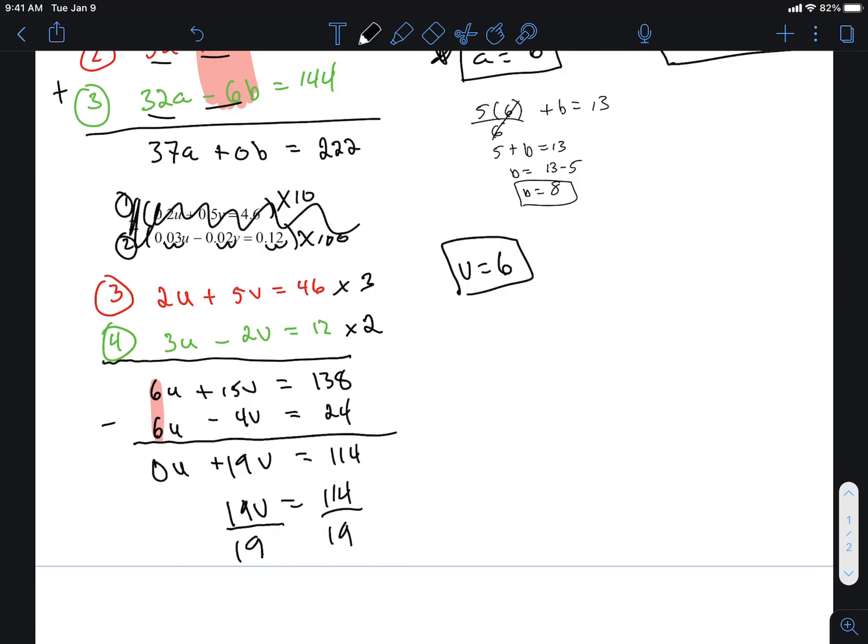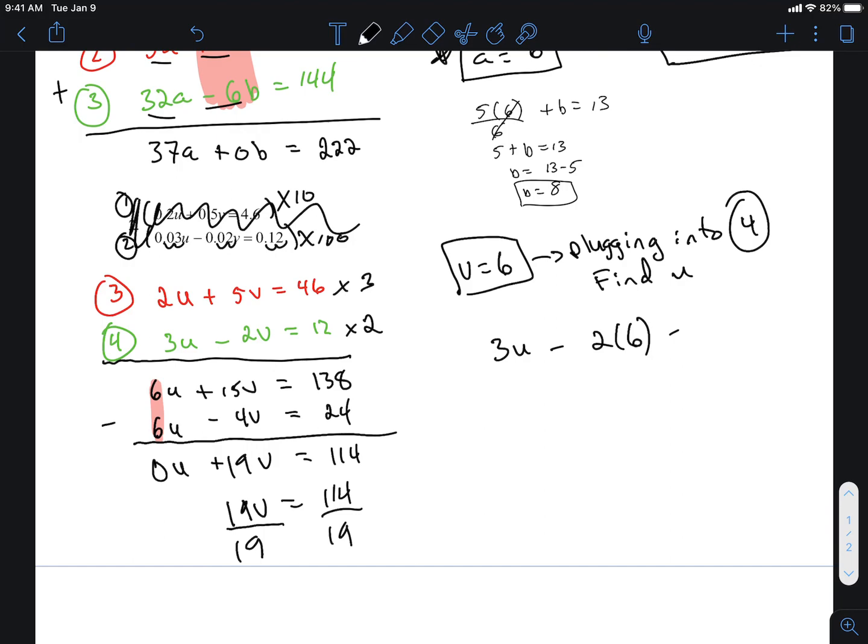So plugging into 3, we can find u. Okay, so 3u minus 2 times 6. I'm doing 4. Doesn't matter. You want to do 3? Are you stuck on 3? No, you do what you want. Okay, let's plug it into 4.